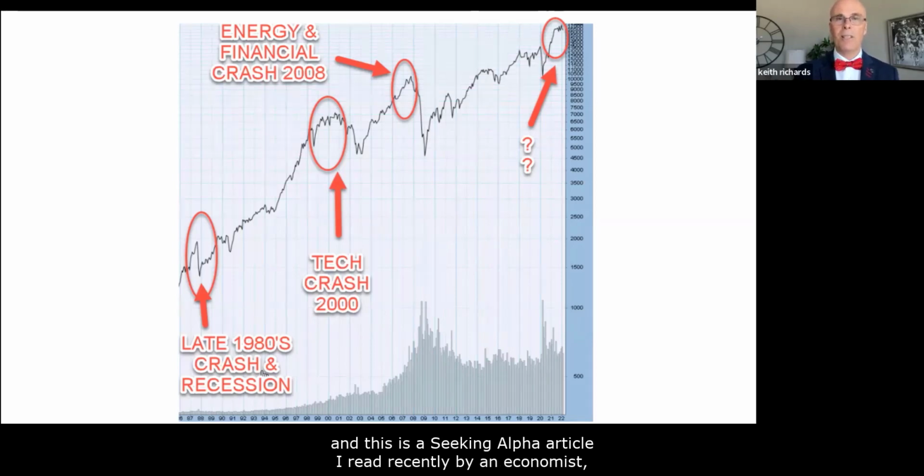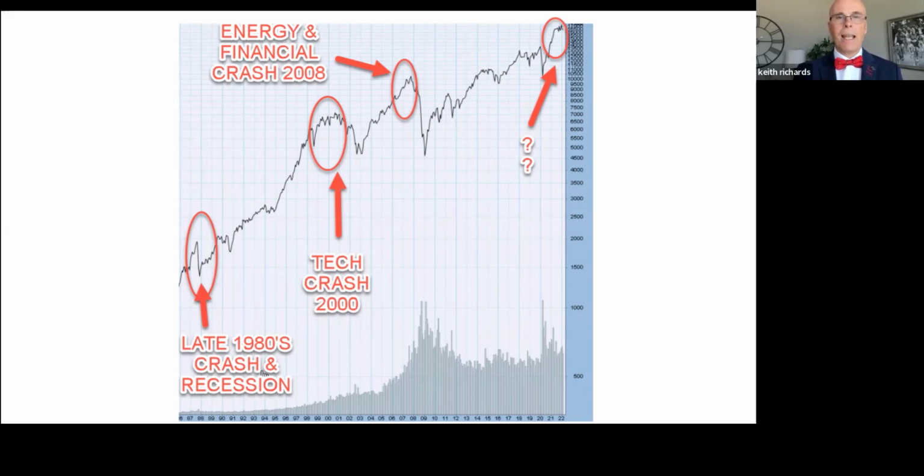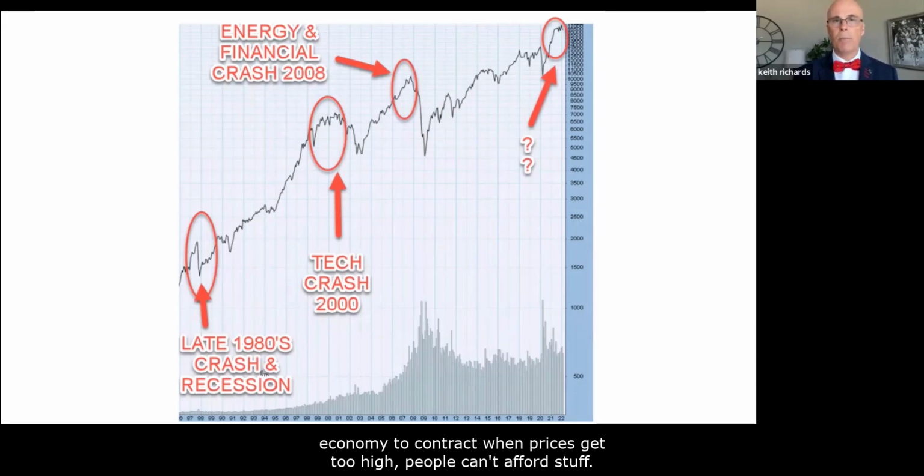Did you know, and this is a Seeking Alpha article I read recently by an economist, so this is not my insight, this is some research I did, but I was interested to know that when oil rises by approximately $10 a barrel, it causes an increase in CPI, Consumer Price Index inflation, by 0.4 to 0.5%. So for every $10 we see oil rise, we see a rise in inflation by almost 0.5%. That by itself can cause the economy to contract when prices get too high. People can't afford stuff, less stuff is bought, manufacturers slow down because less things are being made, and it's the vicious circle.